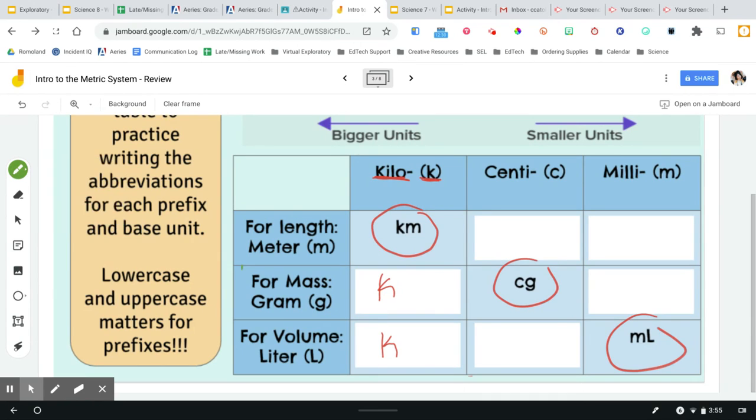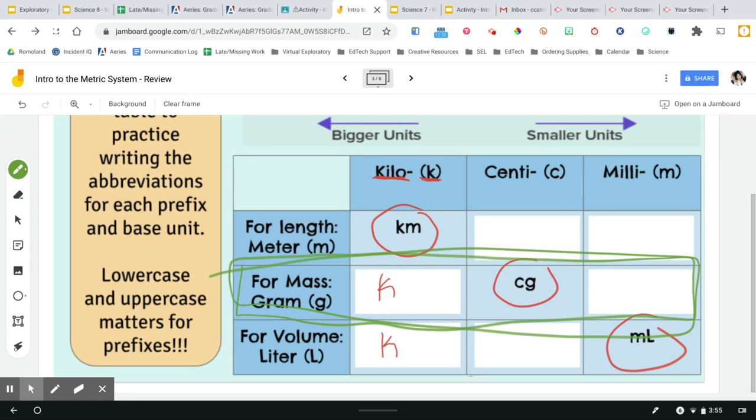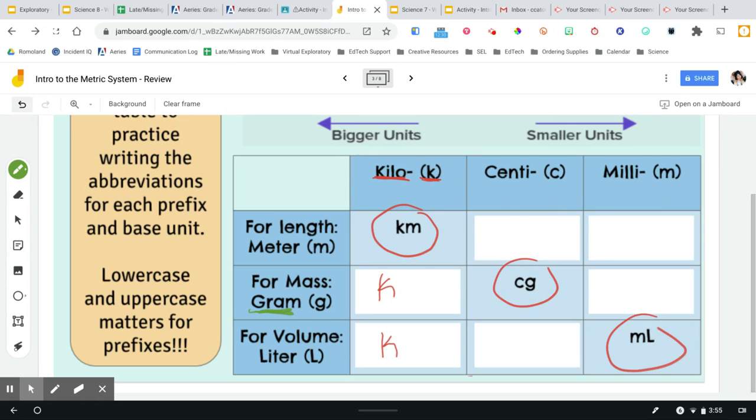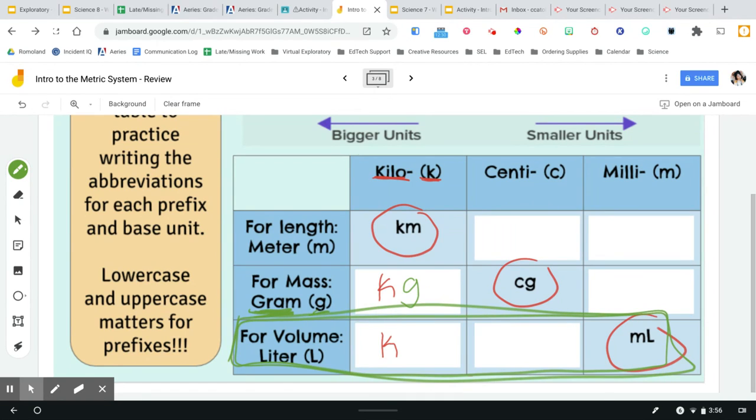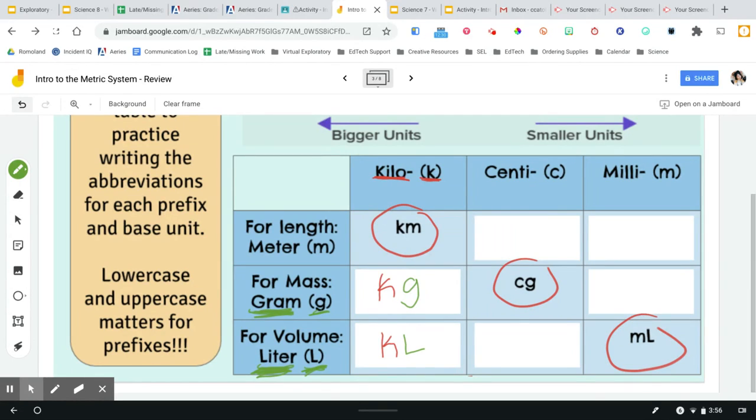For over here, I can see that this entire row, the base unit is going to be gram. And the abbreviation for gram is G. So then I would have to put G right there after the prefix. So then what do I put here? What is the base unit that is being shown here in this row? Well, the base unit is liter. And the abbreviation for liter is an uppercase L. So that's what I would then write there. So first things first, figure out the prefix and then figure out what the base unit is.